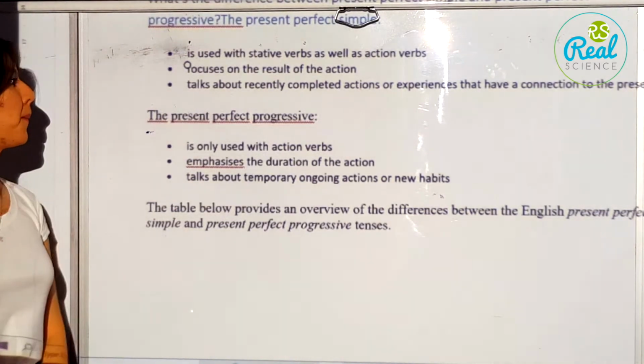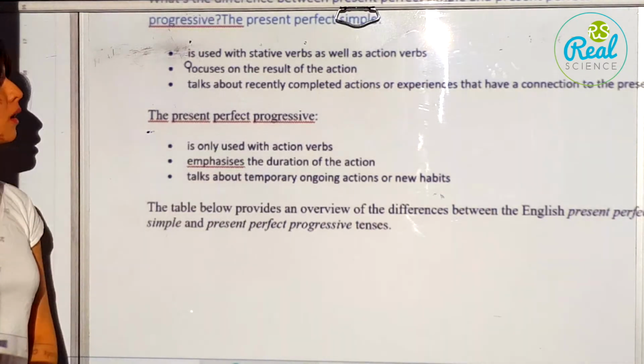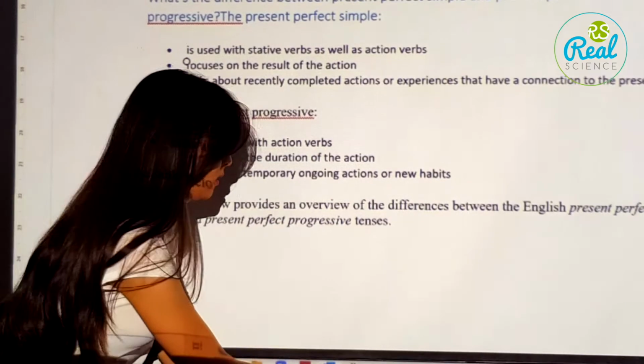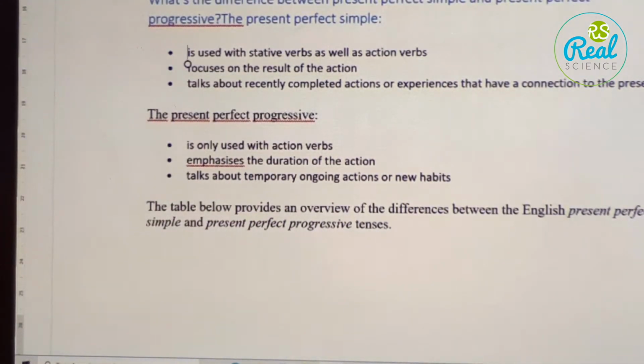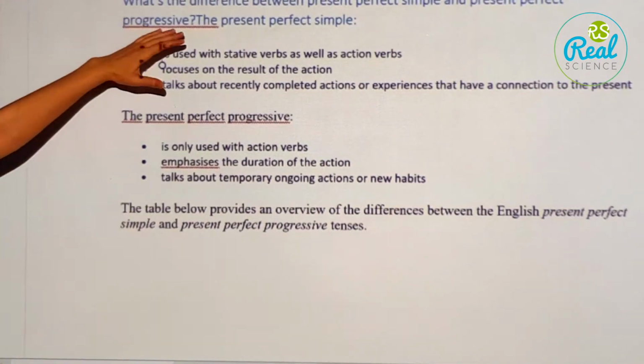Okay. The present perfect simple is used with state verbs as well as action verbs. Focuses on the results of the actions. Talks about recently completed actions or experiences that have a connection to the present. Good. So look, present perfect simple.